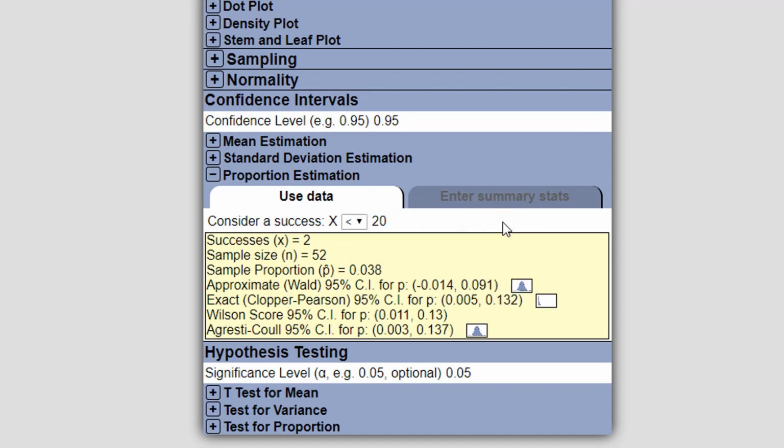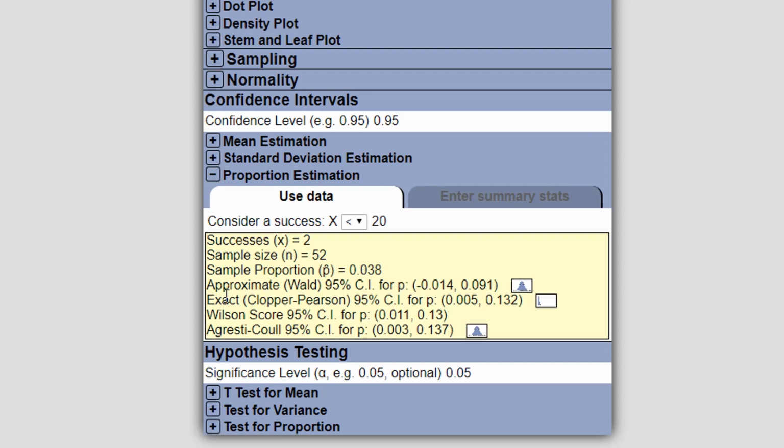So what I get now is a whole bunch of stuff. Notice that it summarizes for me. Success doesn't mean it's a good thing, it's just the term that statisticians use. There were two sea turtles that were less than 20 kilograms out of the sample of 52. The sample proportion is p hat 0.038. Fair enough, that's just 2 divided by 52.